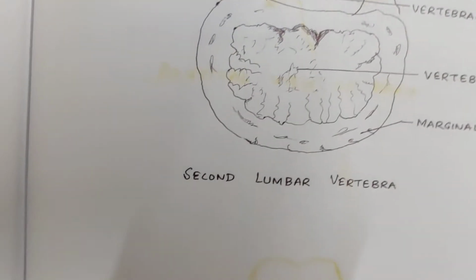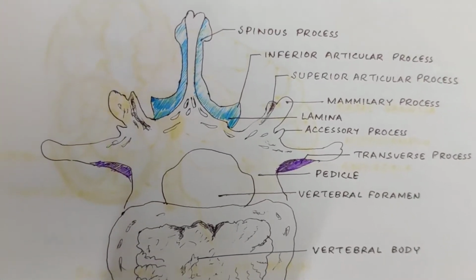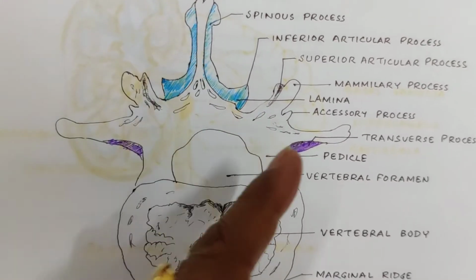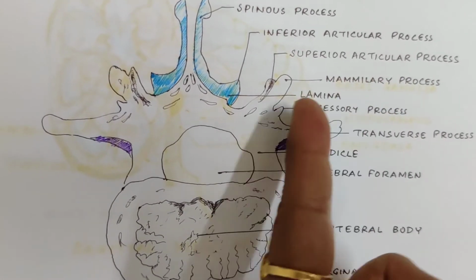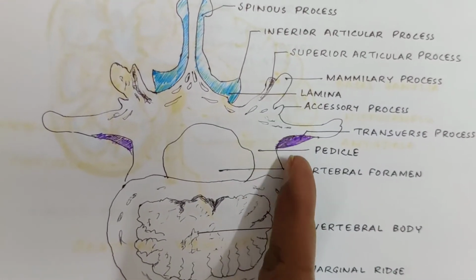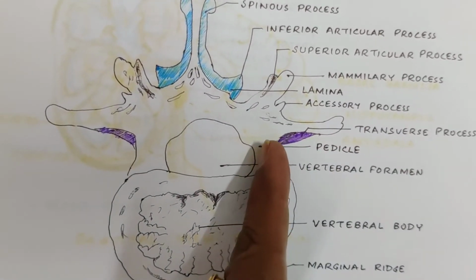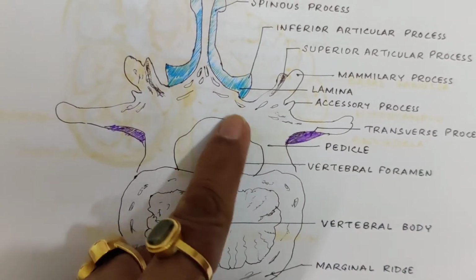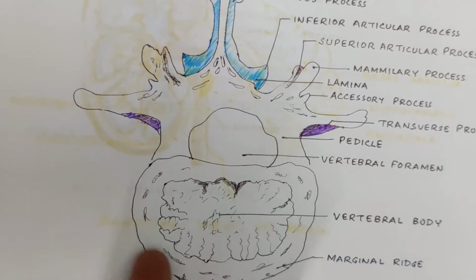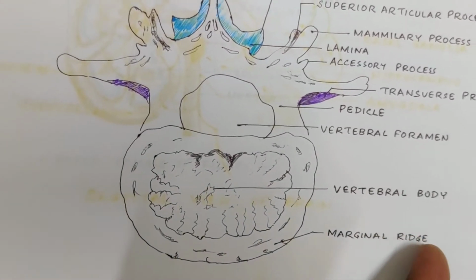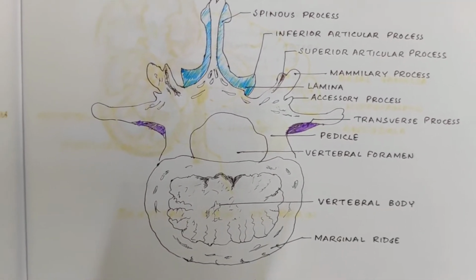Now coming to the vertebra. This is the second lumbar vertebra, which consists of this kind of spinous process like this. Then inferior articular processes, superior articular process. This is mammillary process. These are two transverse processes over here. This is the pedicle, and here is the vertebral foramen through which the spinal cord passes. This is vertebral body or the centrum. These are the marginal ridge over there. You can see the entire thing over here.